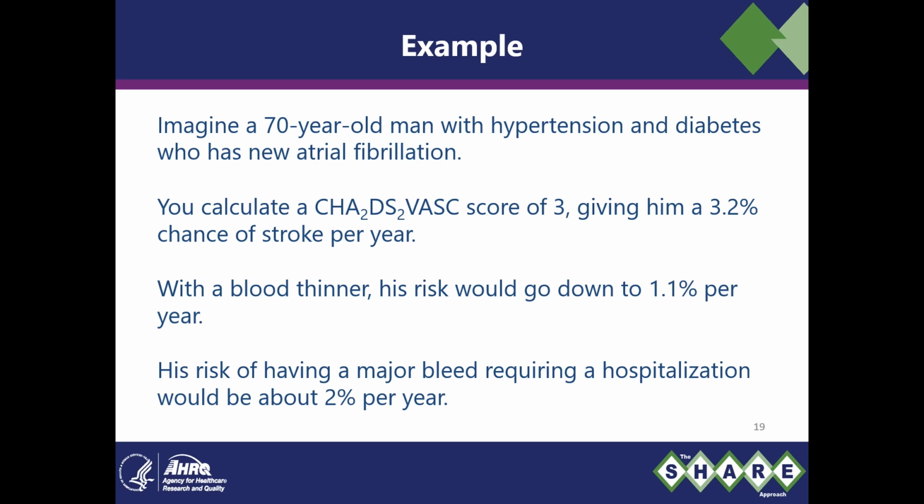Now let's see an example. Imagine a 70-year-old man with hypertension and diabetes who has new atrial fibrillation. You calculate a CHA2DS2-VASc score of 3, giving him a 3.2% chance of stroke per year. With a blood thinner, his risk would go down to 1.1% per year. His risk of having a major bleed requiring hospitalization would be about 2% per year. Next, I'm going to use this example to illustrate the 5 recommended ways to communicate numbers.